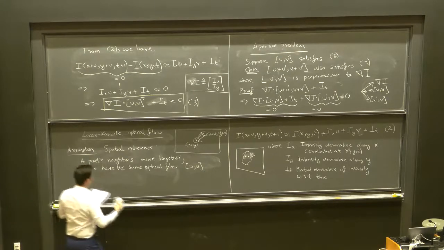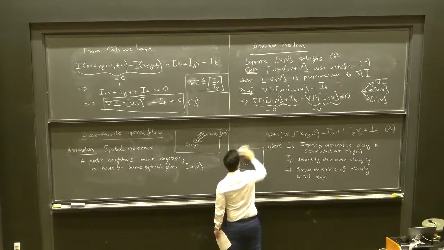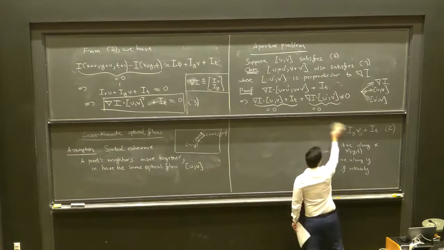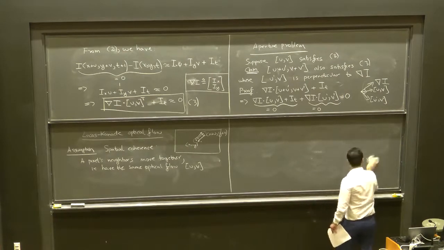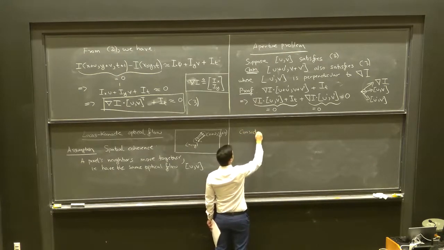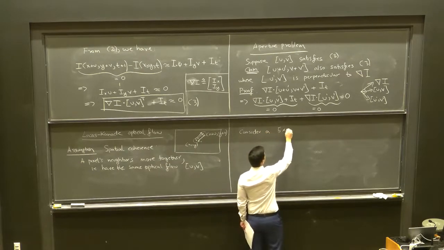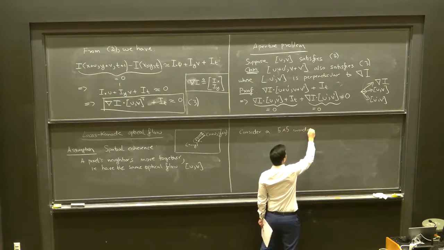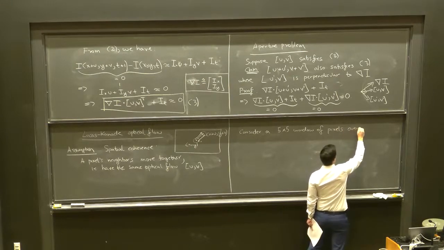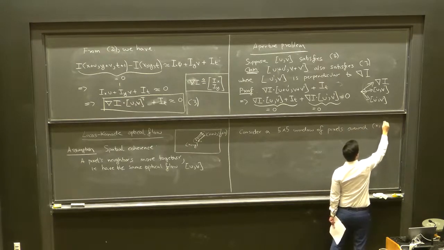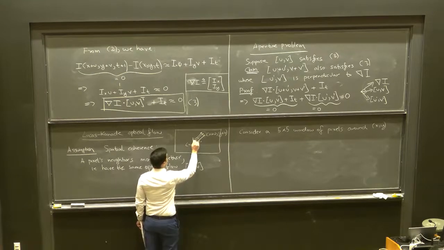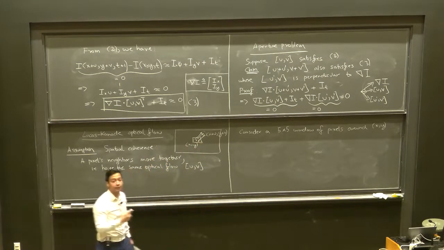All right. So what this assumption allows us to do is basically get a bunch more equations. So we're going to look at, let's say, a 5x5 window of pixels around a particular pixel that we're interested in, which again, we're just calling XY. So let's say this is a 5x5 image patch, a 5x5 array of pixels.